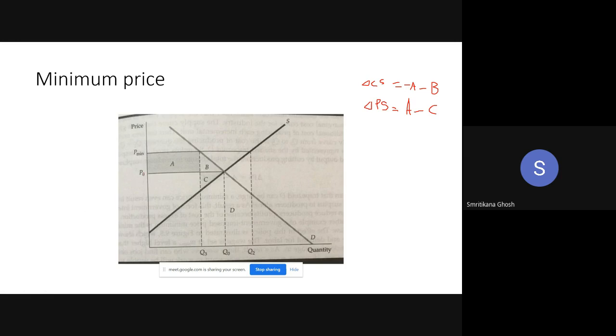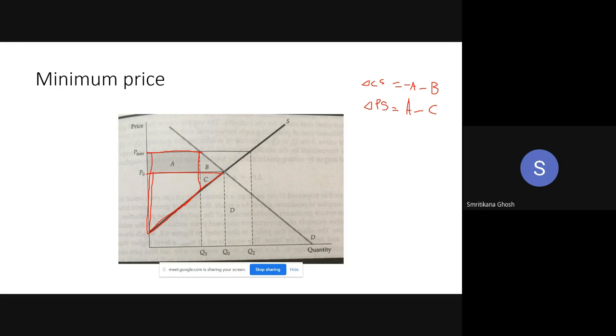What was the producer surplus? When the price was P naught, this is the producer surplus. Is it okay to you? Yes, ma'am. Okay. Now what is producer surplus? Price is P min and the quantity sold is Q3. So the area below the equilibrium price and above the supply curve corresponding to the quantity, na? Yes, ma'am. Okay, I got it. This is the producer surplus now.